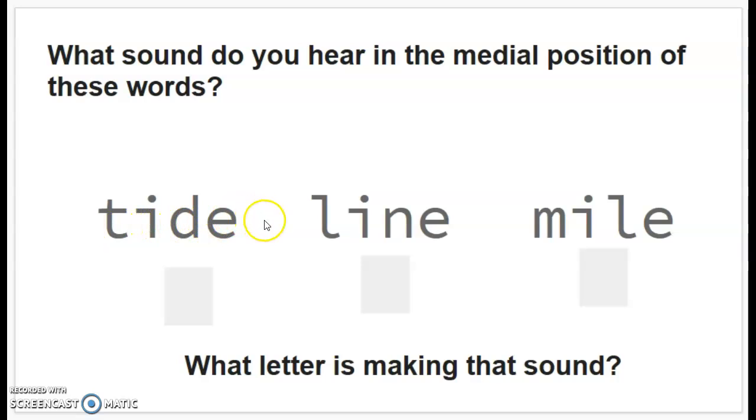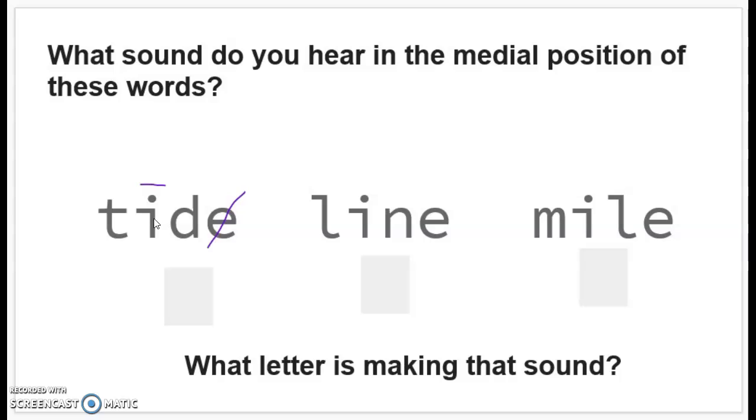Repeat these words after me. Tide, line, mile. How do we code our I consonant sneaky E? I consonant E, I consonant E. How should we code that? Right, we need to cross out our E and put a macron above our I, because our sneaky silent E makes our I say I.